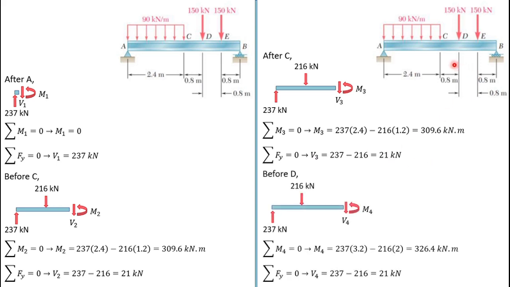Next is before D. Here, we still have the same two forces, so V4 is 21 kilonewton also, but the distance has increased a lot, added by 0.8 meter. So this 237 is multiplied with 3.2 meter, and for this equivalent transverse load it is multiplied with 2 meter. So we have M4 equal to 326.4 kilonewton meter.